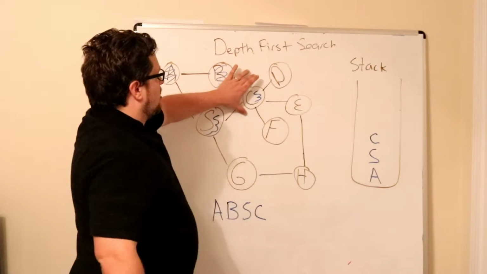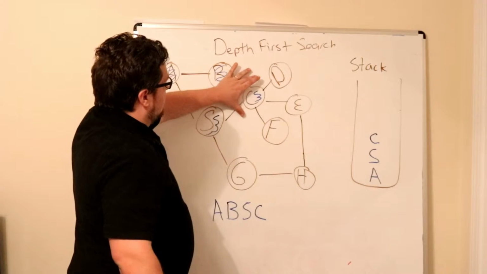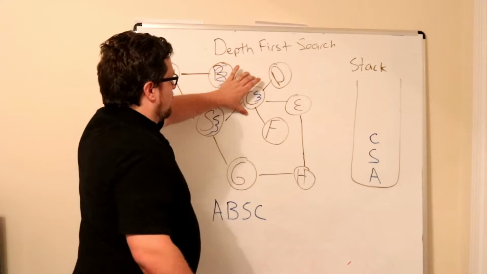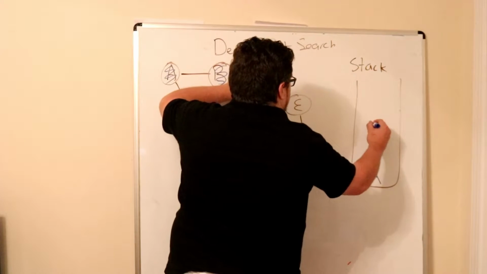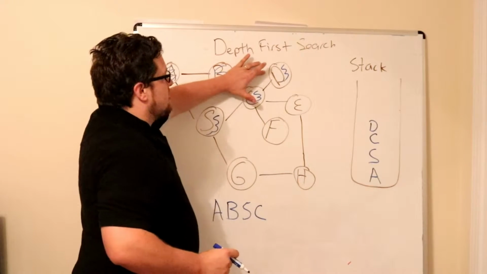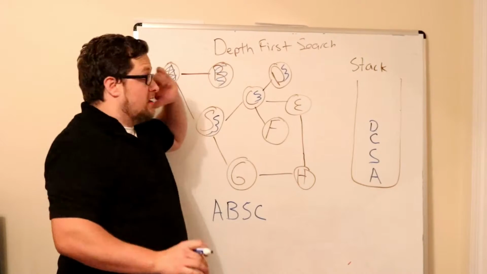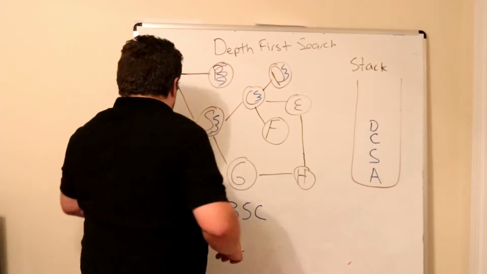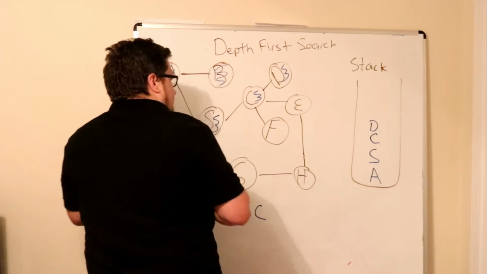C now has a few different nodes attached, three in fact, and we're going to do the same thing. So now we're going to push D here and mark it as visited. We get to D, and there are no more branches. So what we're going to do is back up to C, popping D off the stack here.